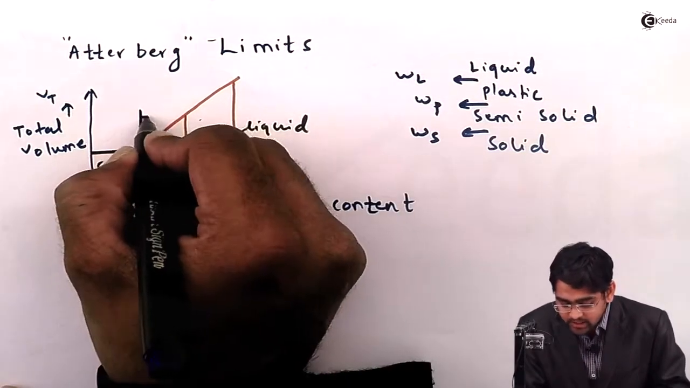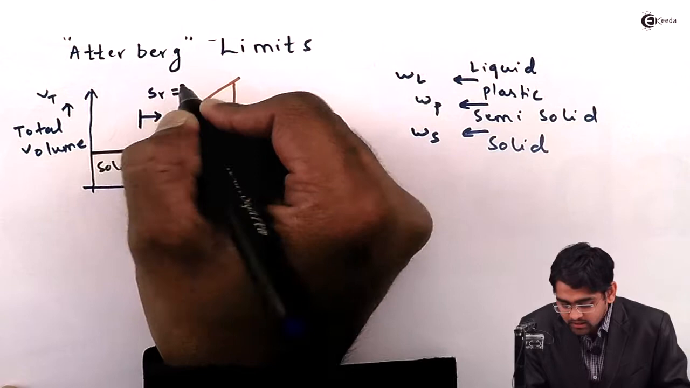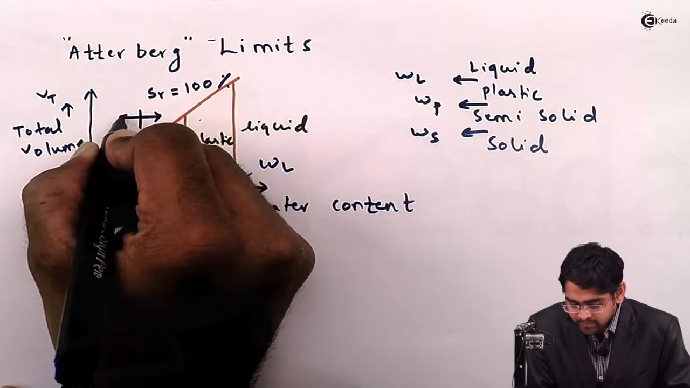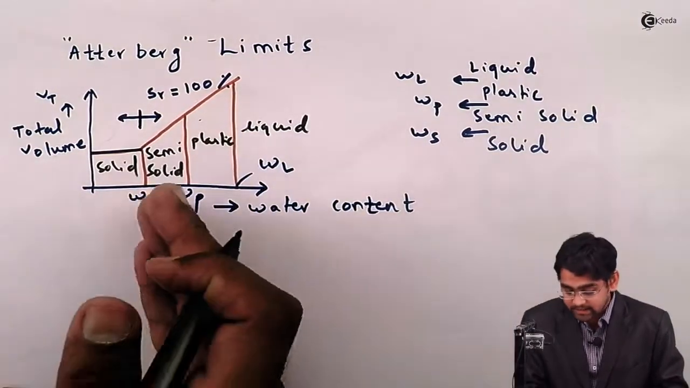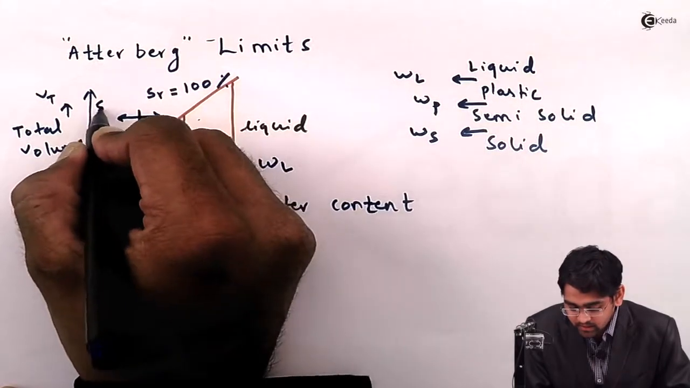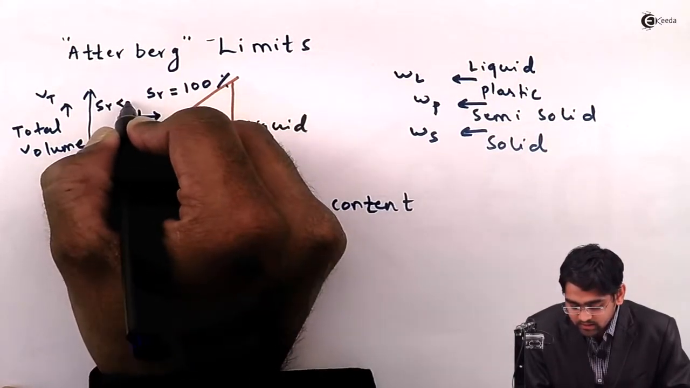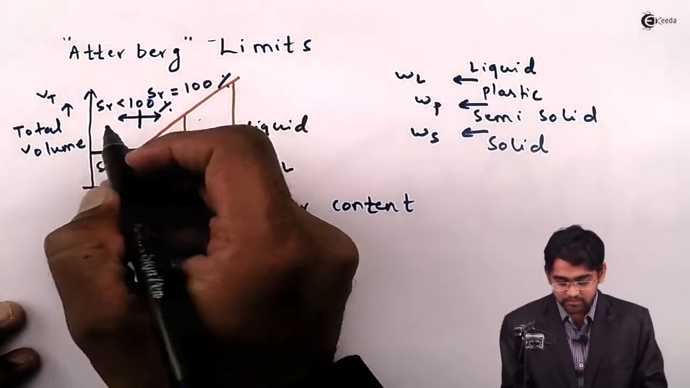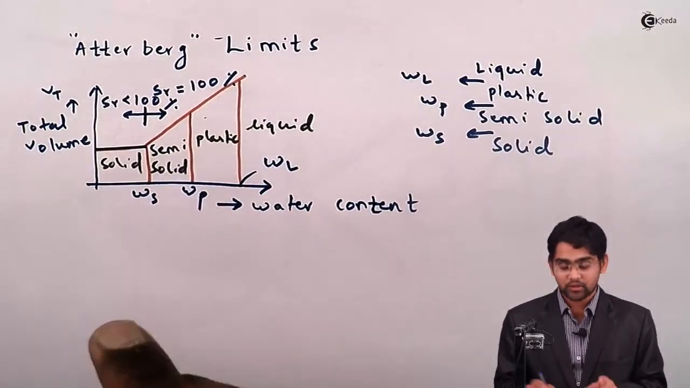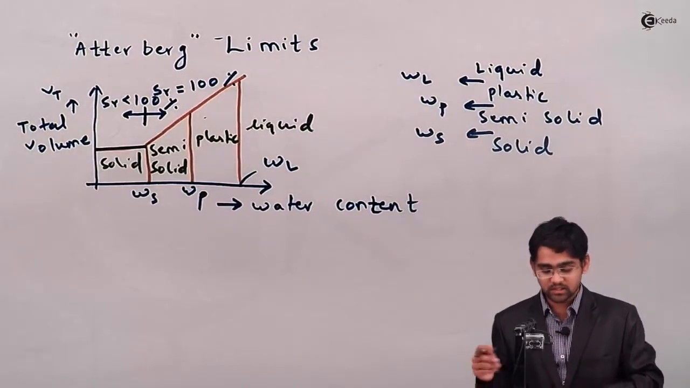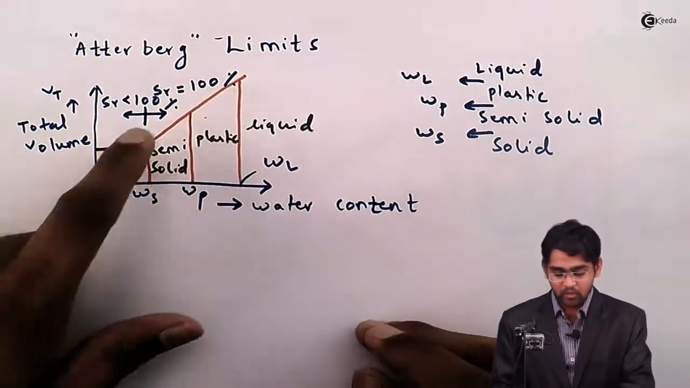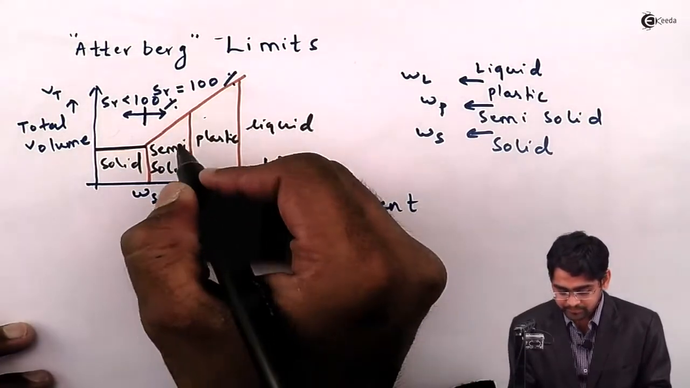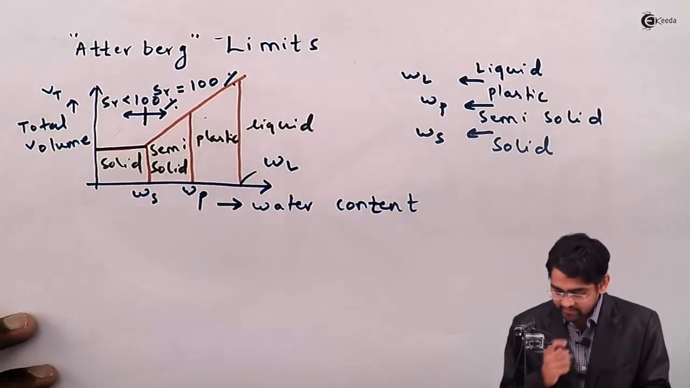So beyond this shrinkage limit, the degree of saturation is still 100%, but if the water content is less than the shrinkage limit, then the degree of saturation is less than 100%. That's what we have seen. And always the degree of saturation is between 0 and 100, so the degree of saturation never exceeds this 100% bar. But water content can go beyond 1, similar to the void ratio of a soil. So that's what we have seen.